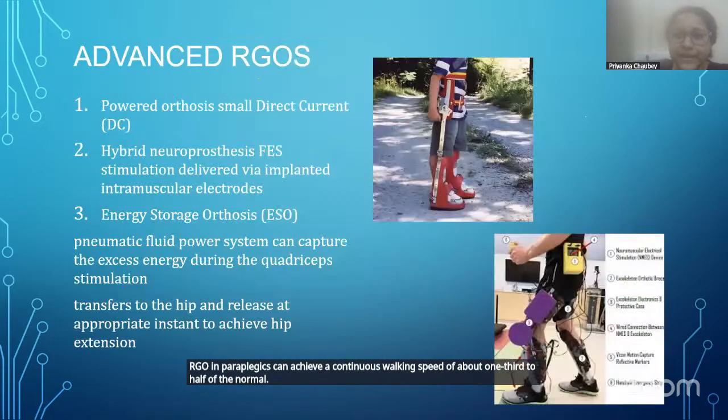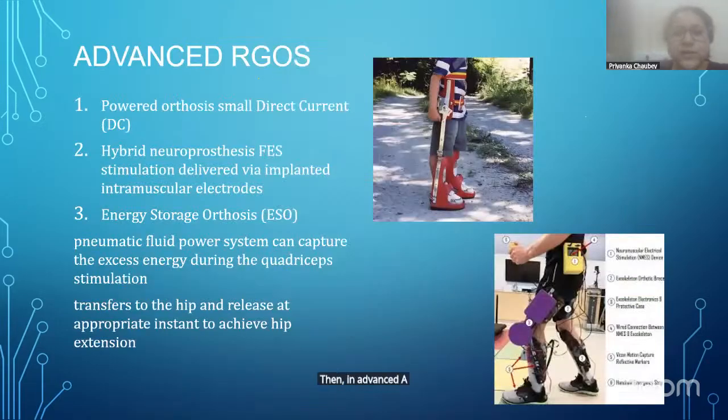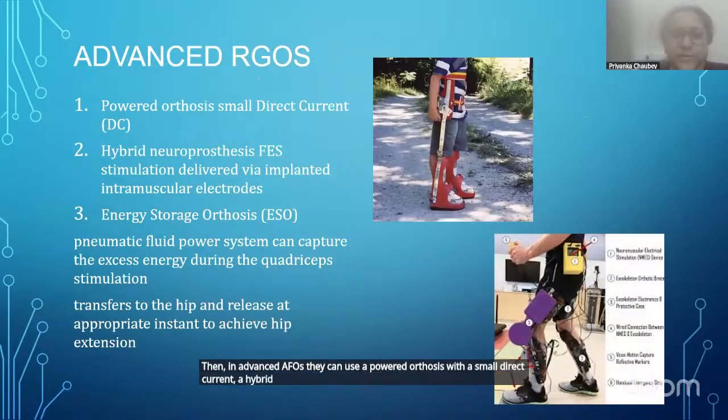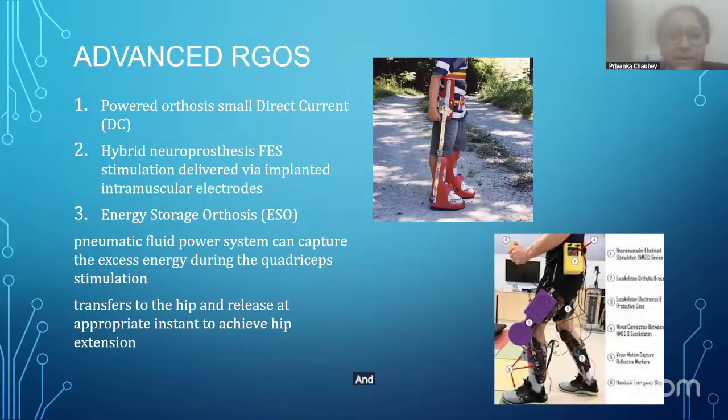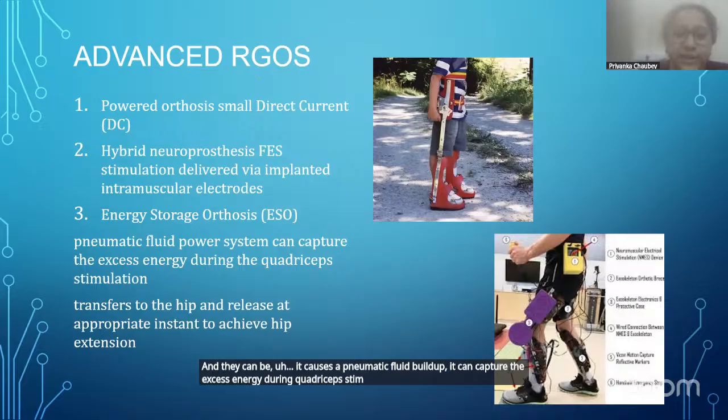Then in advanced AFOs, they can use a powered orthosis with a small direct current, a hybrid neuroprosthesis, which has an FES stimulation via implanted intramuscular electrodes. They can be an energy storing orthosis where also the AFOs are energy storing. And it causes a pneumatic fluid buildup. It can capture the excess energy during quadriceps stimulation, transfer it to the hip, and release it at an appropriate time to achieve hip extension.